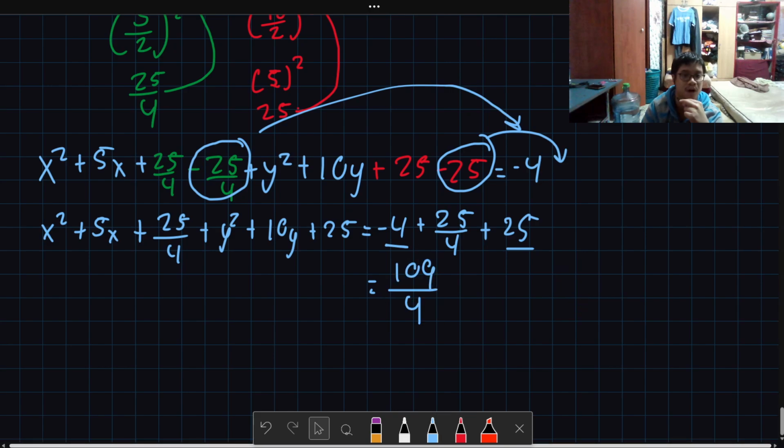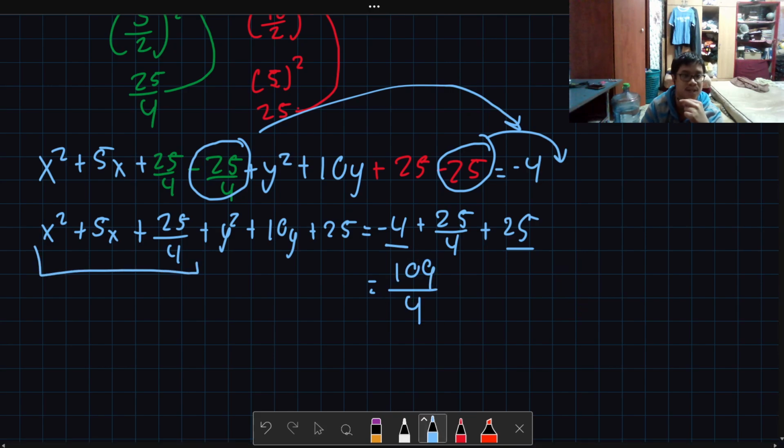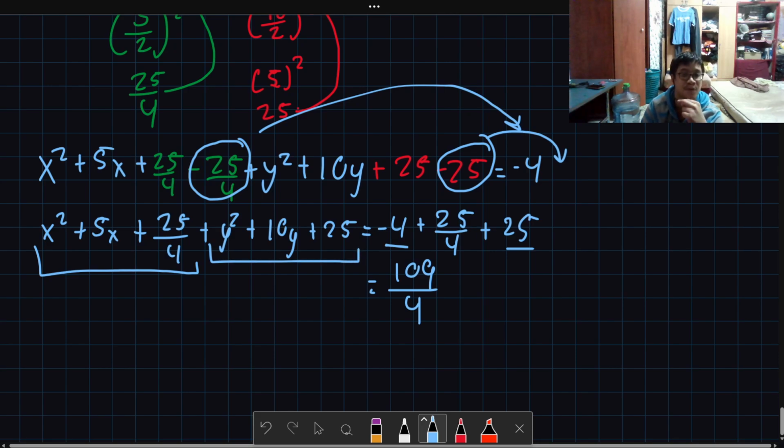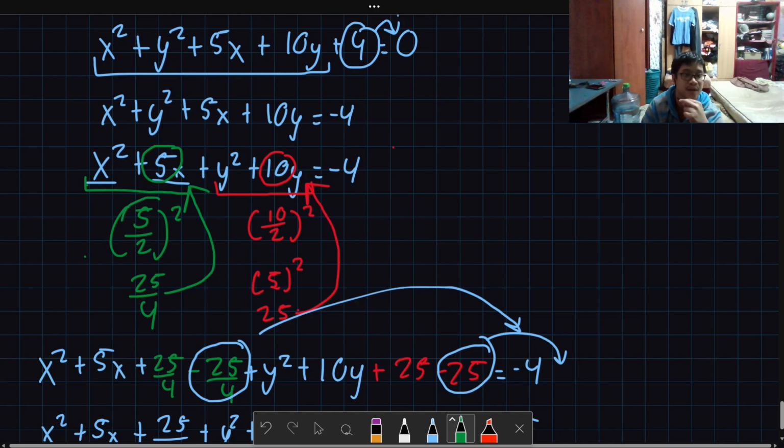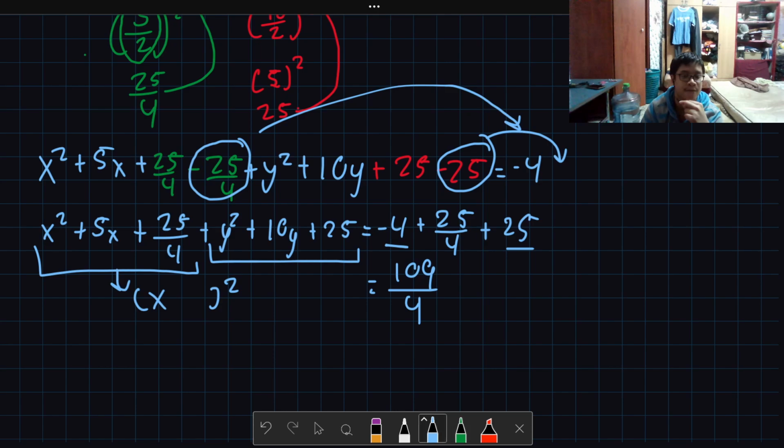Now, how about the left? Now, the three of them are PSTs, perfect square trinomials. So we can convert them to their squared binomials. For the x, we will have squared parentheses. We have the x variable, so we will put x here. What would be the partner of x? The partner of x is the number when you divide it by 2 inside the squared parentheses. So you have 5 all over 2, so just copy 5 all over 2. So you have x plus 5 all over 2.